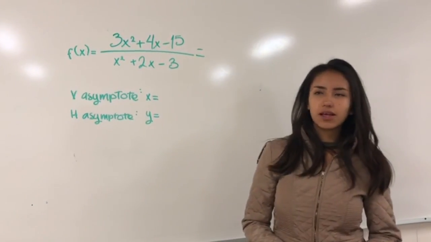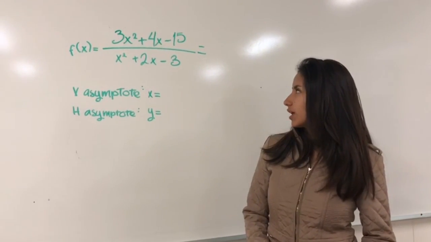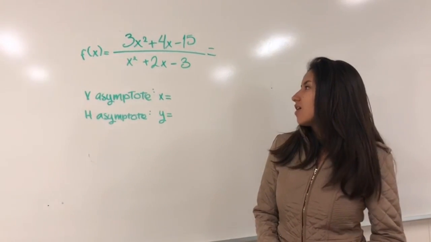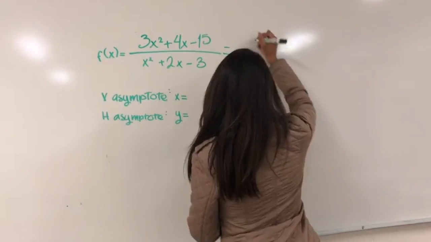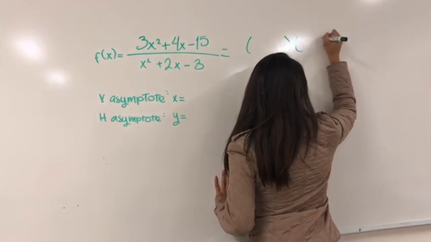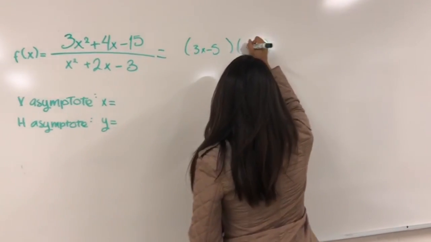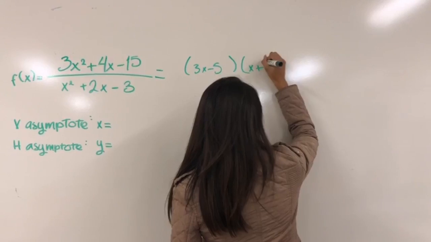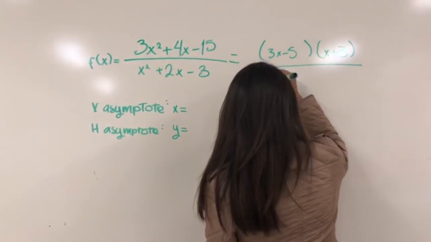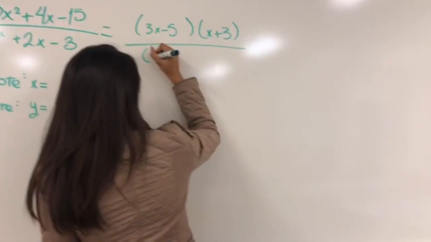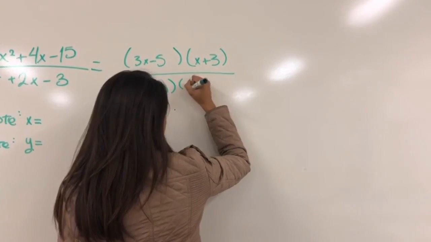Rational function, we will use this one as an example, which is (3x² + 4x − 15) over (x² + 2x − 3). First, we put the parentheses, and it is (3x − 5)(x + 3) over (x + 3)(x − 1).